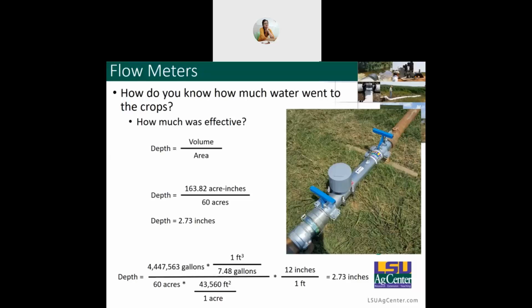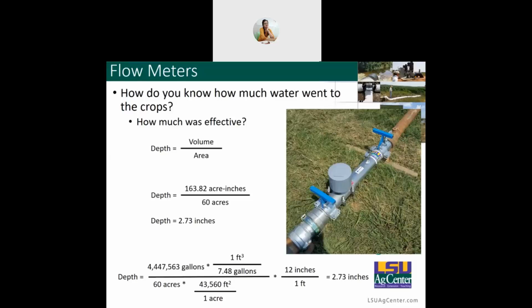And so I determine the depth of water applied to the field by taking that volume estimate from the flow meter and dividing by the number of acres I irrigated with it. So in this example, the depth of water I applied was the flow meter reading, which was 163.82 acre inches, and I irrigated 60 acres with that amount of water. So I divide it by 60 acres, and my acres divide out, which leaves me with inches. And so I applied 2.73 inches of water to that field.